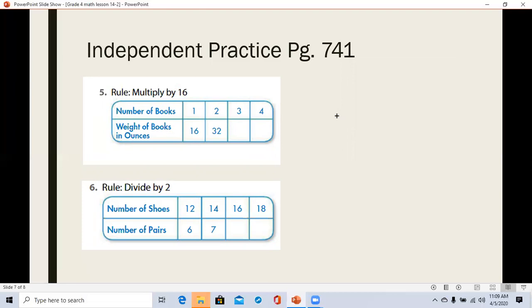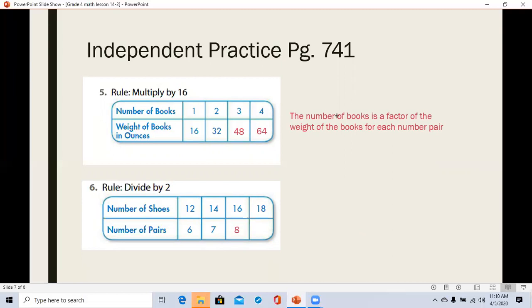Number 5. We know the rule here is multiples of 16. So the number of books is 1, 2, 3, 4. I know 1 book is 16 ounces. 2 books are 32 ounces. So these are multiples of 16. All we can do is add 16 to the answer. 16 plus 16 is 32. 32 plus 16 is 48. So I know my third number must be 48. 48 plus 16 is 64. Quite easy, right? So the number of books is a factor of the weight of the books for each pair.